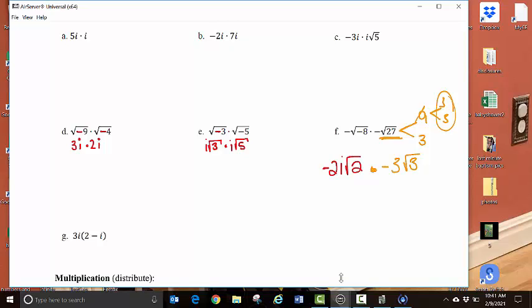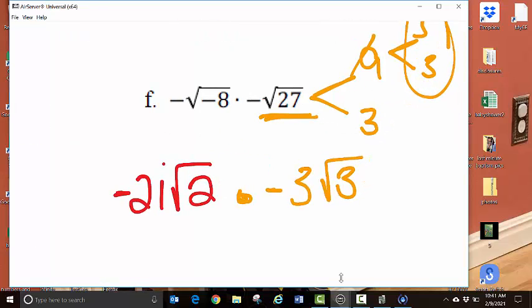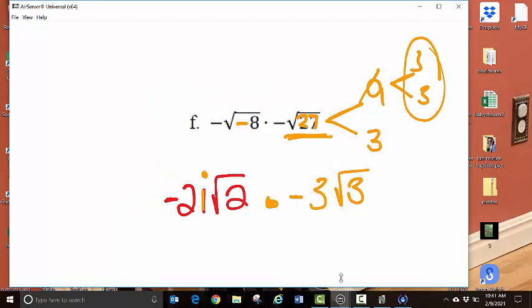How come the negative square root of 27 doesn't have an i? Yes, question. Because there was no negative under the radical. They only get an i if there's a negative under the radical. Does that help? Anybody else? All right.